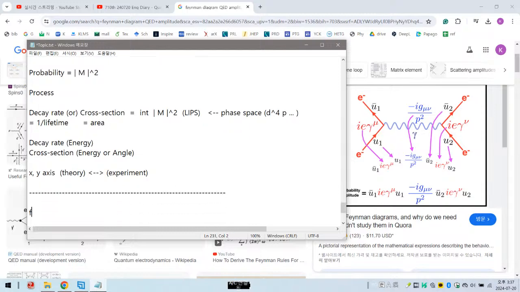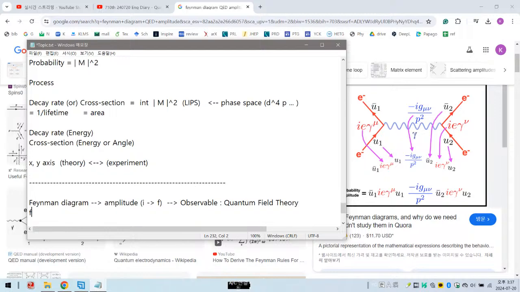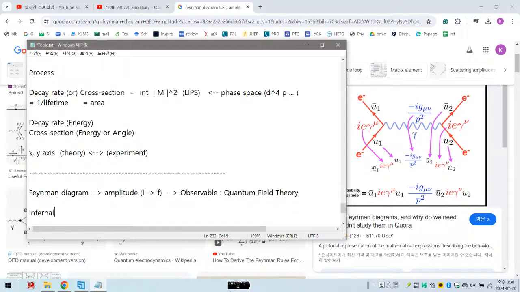So the point is that there are Feynman diagrams, and we can obtain the amplitude from the initial to the final state, and we can obtain the real observable. Real observable means the decay rate or the cross section. So this is some regime of the contemporary theory, and there are some techniques to obtain the amplitude. There are the internal lines, external lines, and the vertex things.